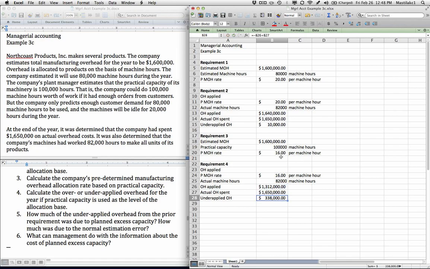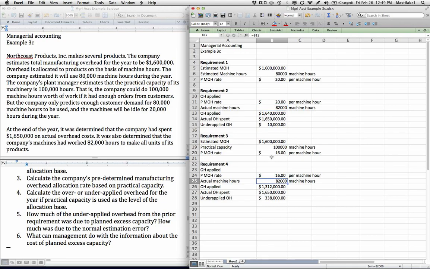Our underapplied overhead, instead of being only $10,000, is now $338,000. That's quite a bit. It's a bit misleading, though. Not all of it is underapplied overhead in the same way. If you think about why we have underapplied overhead in our case that we've already talked about, it's really just estimation error. We spent a little bit more overhead than we thought, and that was offset a little bit by the fact that we worked more machine hours than we thought. But really the only thing going on there is we estimated the activity for the year a little bit incorrectly.